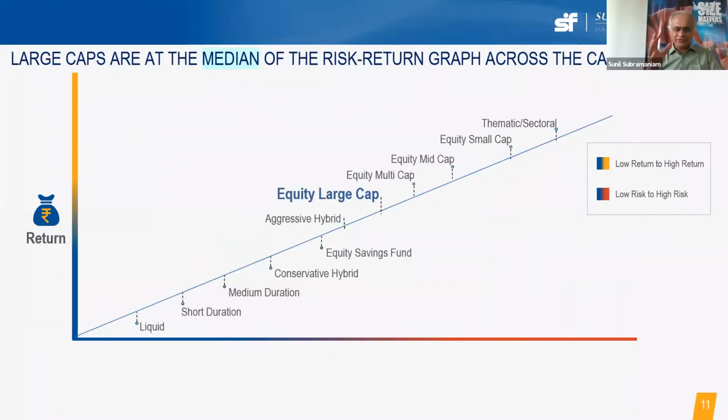To put this into perspective, overall in the asset allocation, this is a risk reward line. There's low return to high return on the y-axis, and low risk to high risk on the x-axis. As you can see, large caps are in the median of that, which means they are riskier than debt funds, but within equity, they are the safest asset class in terms of the risk return framework.